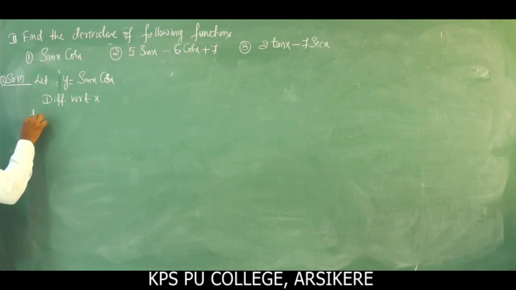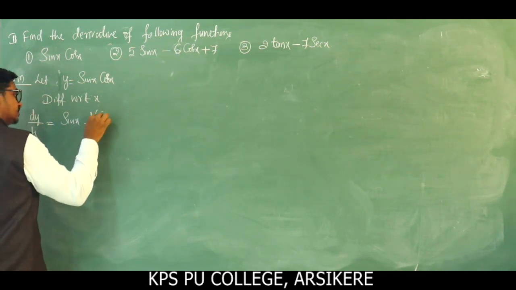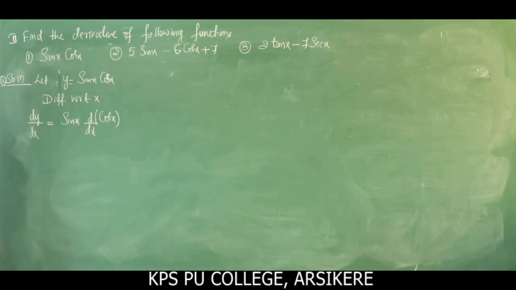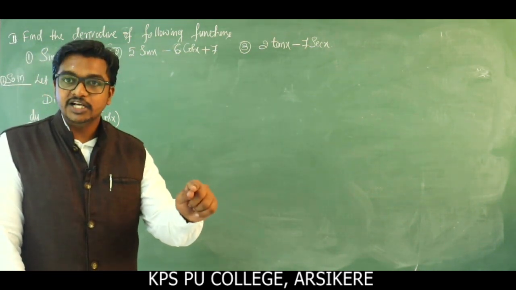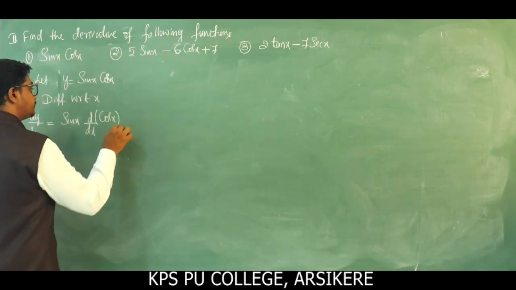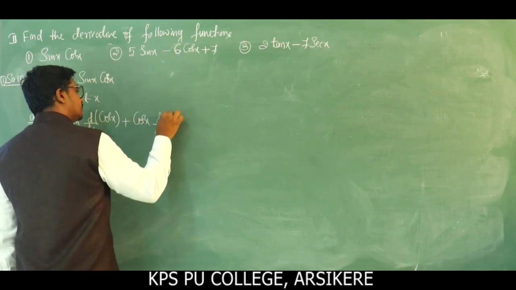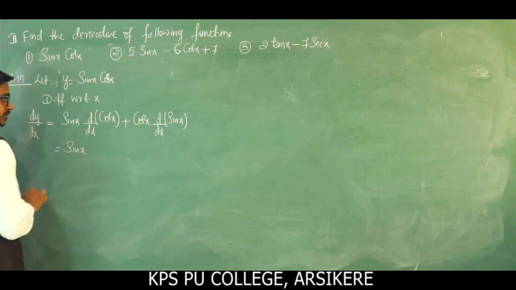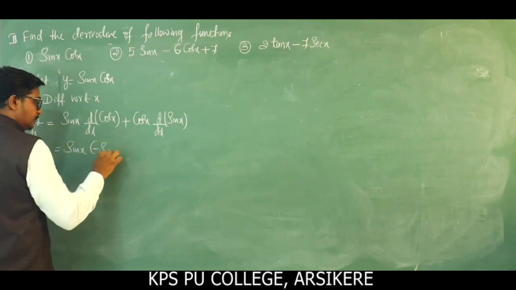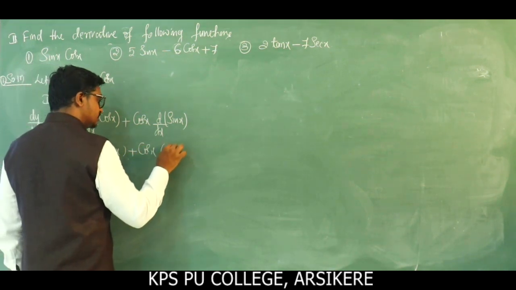This becomes dy by dx is equal to sin x into the derivative of the second function. Remember, the derivative of the product of two functions, or uv whole dash, is equal to u into v dash plus v into u dash, plus cos x into d by dx of sin x. Therefore this becomes sin x into the derivative of cos x, which is minus sin x, plus cos x into the derivative of sin x, which is cos x.